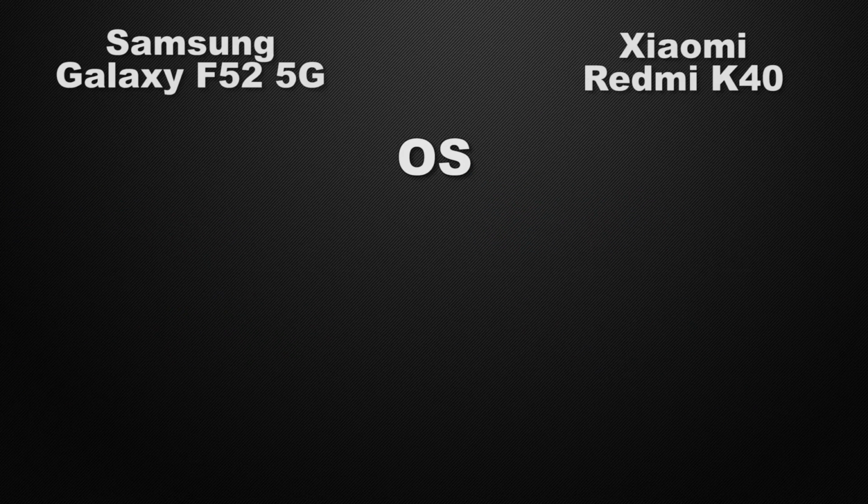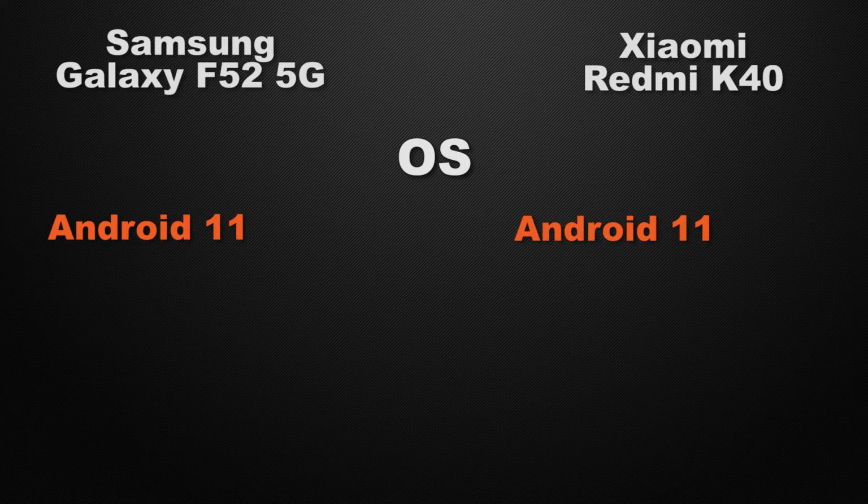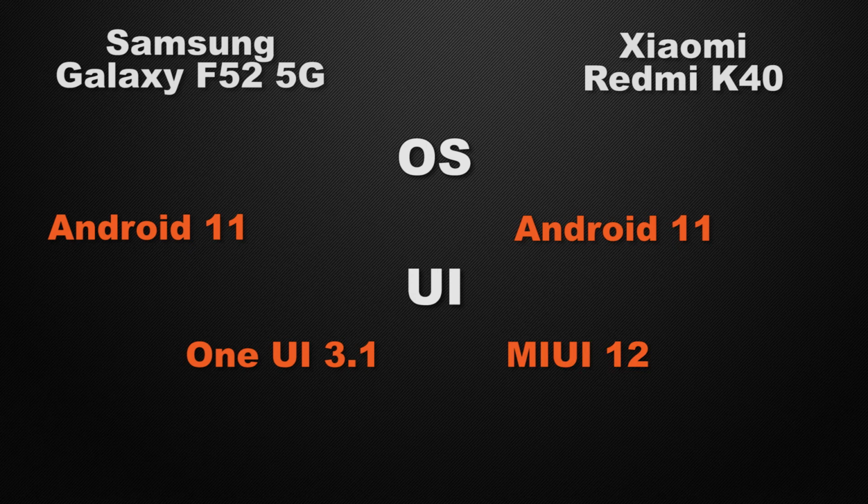Moving to the performance of the devices, let's start with the operating system of the devices. F52 has Android 11 support. On the other side, K40 also has Android 11 support. So it's a tie. And about the user interface of the devices, F52 has One UI whereas K40 comes with MIUI. So it's a tie because both have different UIs. It's up to you which UI you like.